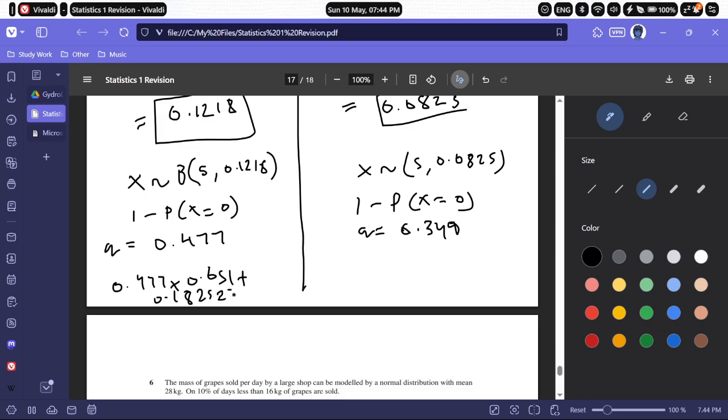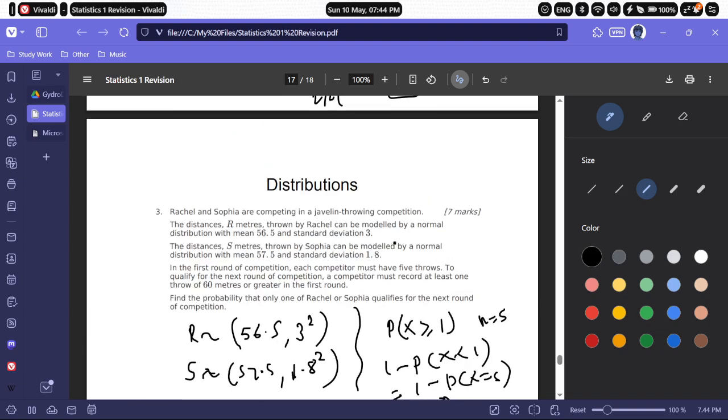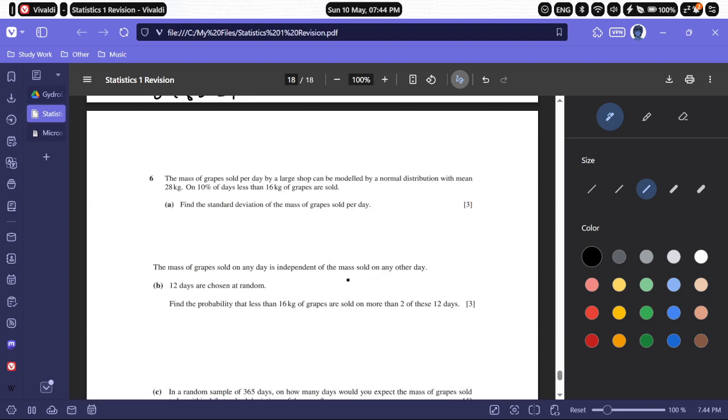Anyway, we're almost done. Adding those two values up, and once you add that up, that gives you 0.493. And that is your final answer for this 7 marks. Nice.